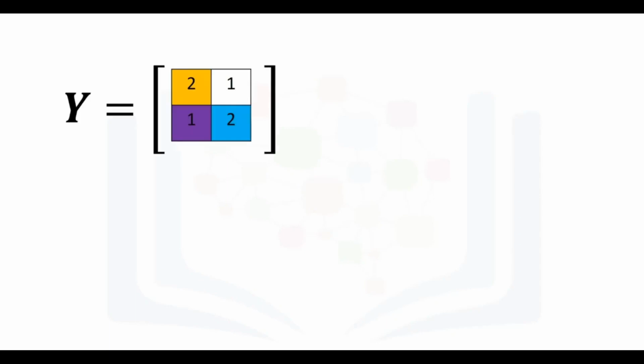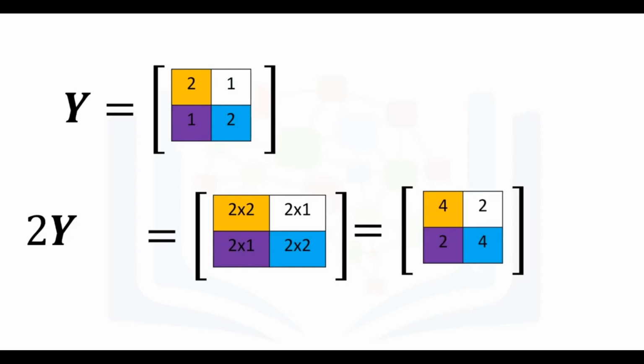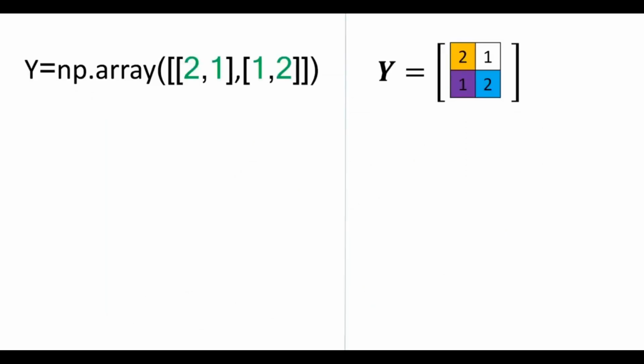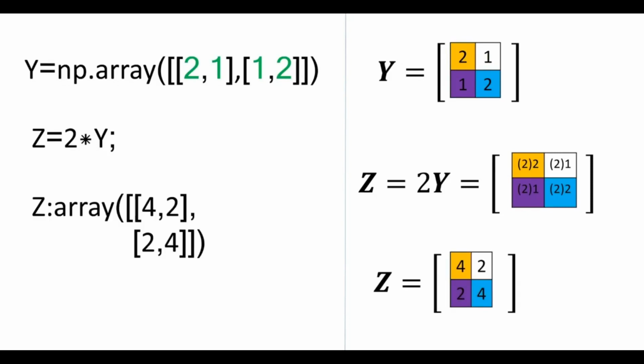Multiplying a NumPy array by a scalar is identical to multiplying a matrix by a scalar. Consider the matrix Y. If we multiply the matrix by the scalar 2, we simply multiply every element in the matrix by 2. The result is a new matrix of the same size where each element is multiplied by 2. Consider the array Y. We first define the array. We multiply the array by a scalar as follows and assign it to the variable z. The result is a new array where each element is multiplied by 2.